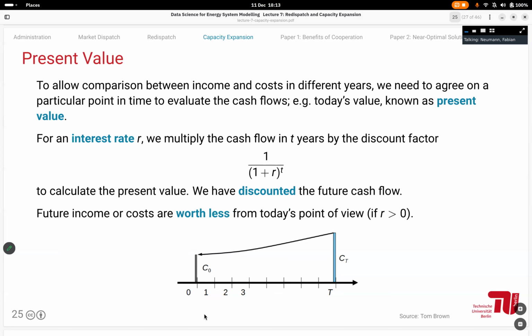And people, when looking at cash flows over different years, need to so-called discount them, to account for the fact that income later, in 10 years or 5 years' time, is worth less. So you bring everything, based on the interest rate, to a present value, which is then lower than the nominal value far into the future. So future income or costs are just worth less from today's point of view.